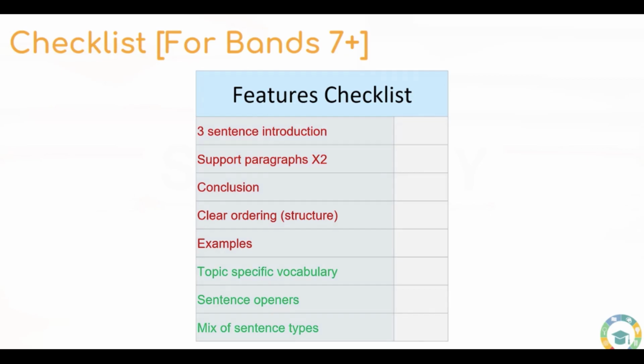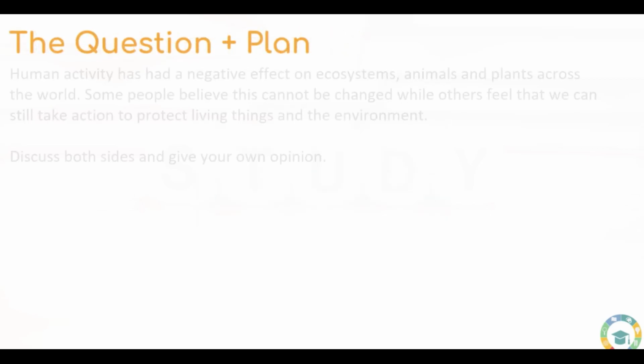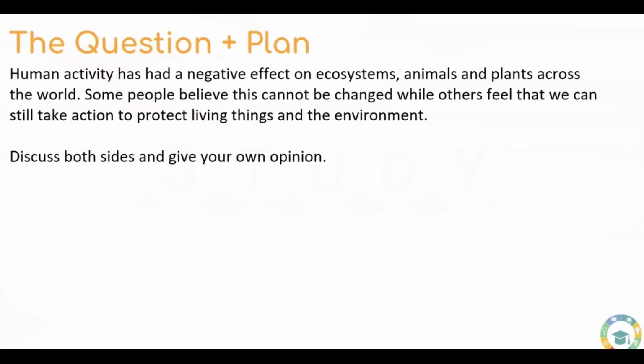Okay, let's take a look at this question. Human activity has had a negative effect on ecosystems, animals, and plants across the world. Some people believe this cannot be changed, while others feel that we can still take action to protect living things and the environment. Discuss both sides and give your own opinion.